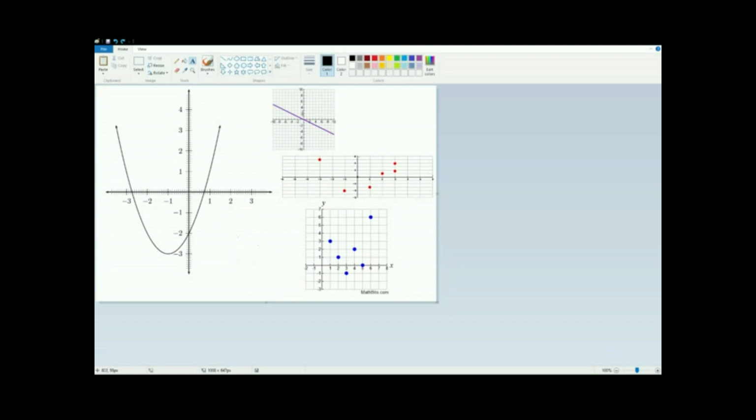graph. This is continuous. Continuous is where you can draw the line or whatever you're trying to graph, and you don't have to pick up your pencil to do it. This is discrete, where you do have to pick up your pencil, unless the dots, and then you have to graph those a different way. So let's start out with continuous.